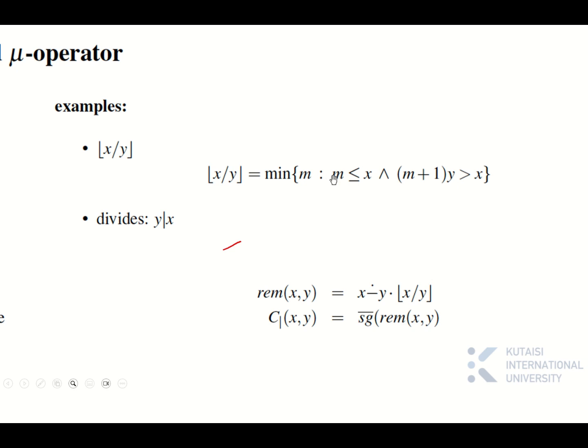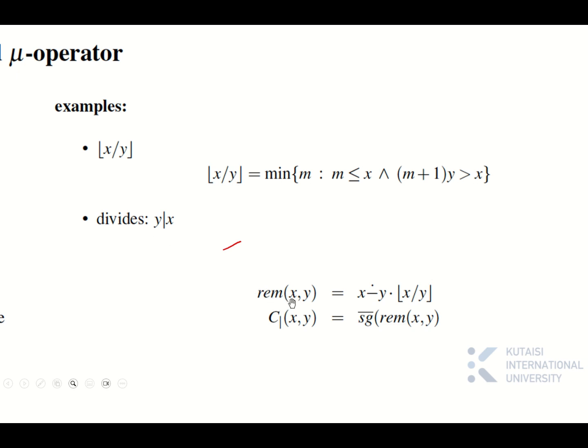And you know that this is a bounded minimization somehow, so think about why this is bounded. Why does this m, you do not have to check for all m, you only have to check up to some point. So this here is a bounded minimization, so this function is easily seen to be primitive recursive because bounded minimization is. Also this function, y divides x, meaning it's 1 if it divides and 0 otherwise.